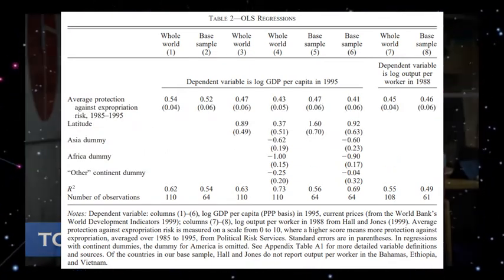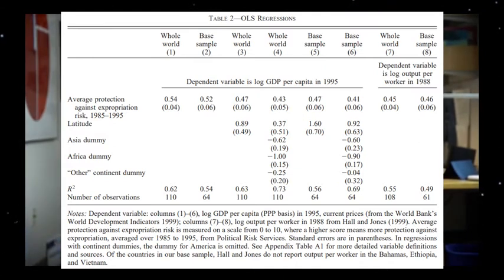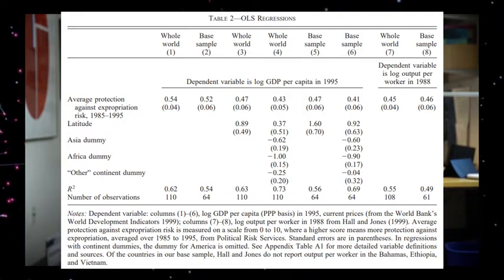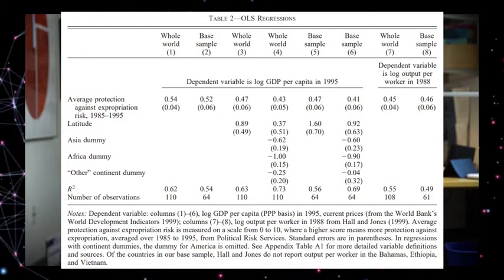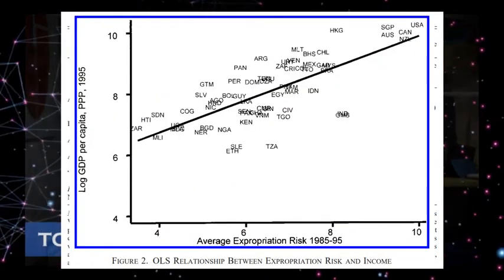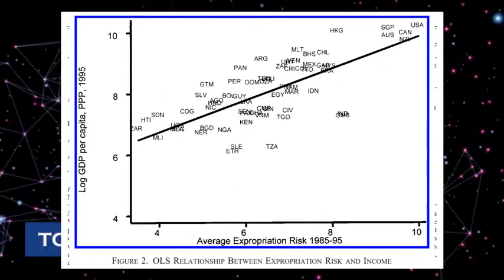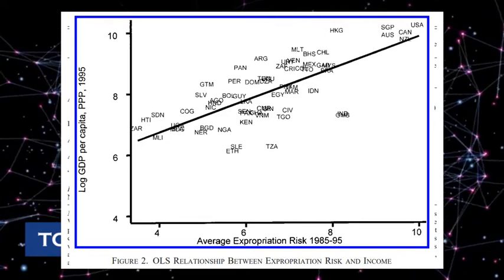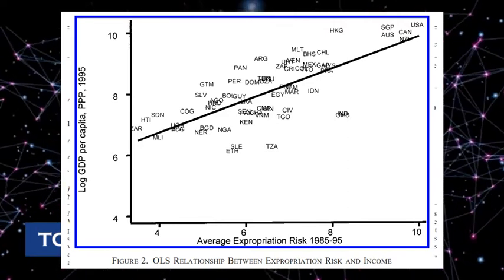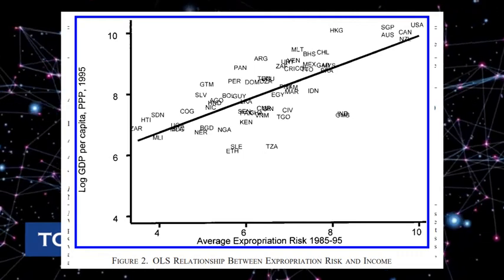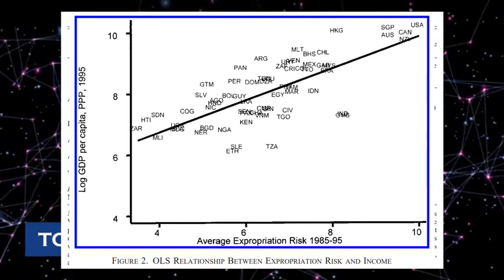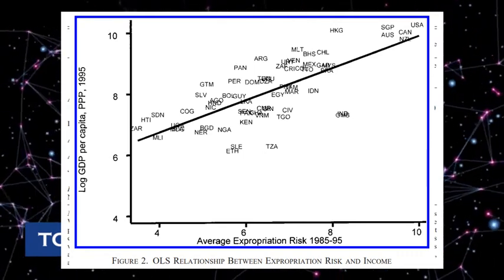Column 1 shows that in the whole world sample there is a strong correlation between our measure of institutions and income per capita. Column 2 shows that the impact of the institutions variable on income per capita in our base sample is quite similar to that in the whole world, and figure 2 shows this relationship diagrammatically for our base sample consisting of 64 countries. The R² of the regression in column 1 indicates that over 50% of the variation in income per capita is associated with variation in this index of institutions.